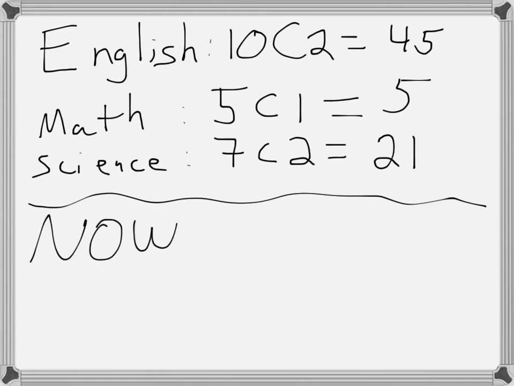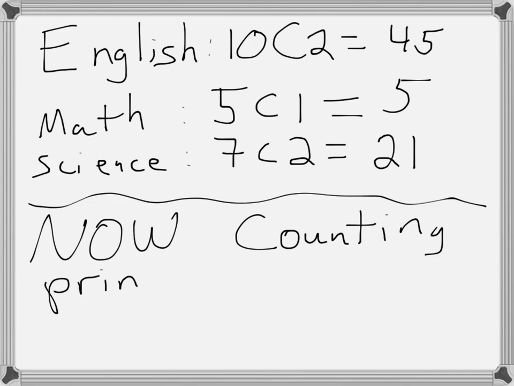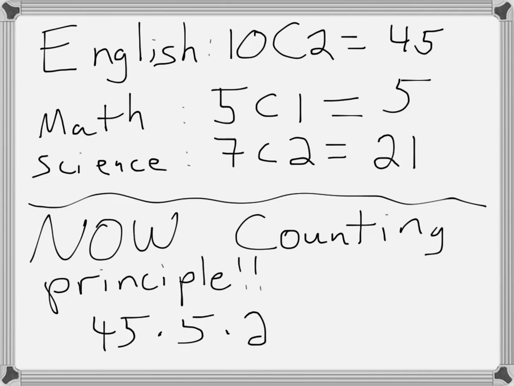So now if we're considering the total number of ways, we're going to use the counting principle. So our number of ways would be, the number of ways we can choose an English class is 45. Number of ways we can choose the math class is 5. The number of ways we can choose a science class is 21. This is similar to picking out your outfit. Really no difference here. So we look at 45 times 5 times 21.